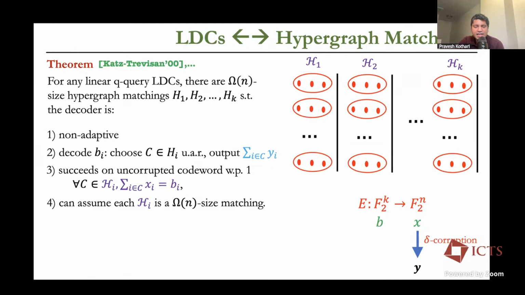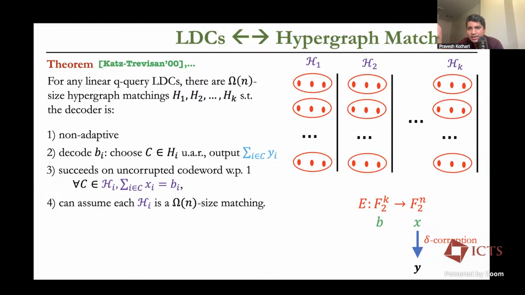To decode a given bit i of the message, it simply takes the corresponding hypergraph Hi. Hi is a matching, which means that it never repeats a vertex. So it basically is a disjoint collection of triples, for a 3-query locally correctable code, if you will. For decoding the ith bit, this decoder simply takes a uniformly random triple in Hi and then adds the corresponding 3 bits in the corrupted code word you have received. Okay, so it's a very simple decoding algorithm.